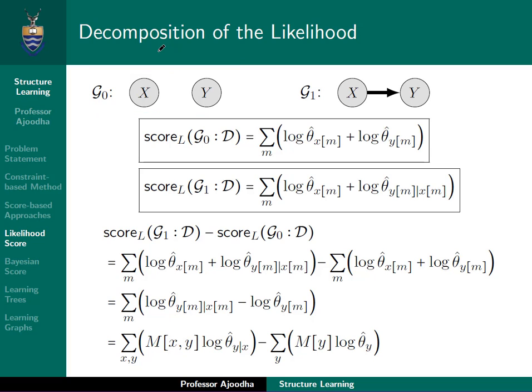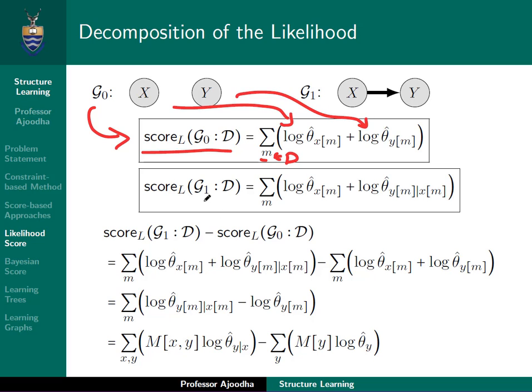Looking at this model here, G0, we can end up with this equation. The score of the likelihood of G0 relative to the data is the sum over all of the instances. So this is your data, and m is an element of the data, obviously the data samples. For all m, we find the log likelihood of the parameters for this particular value x[m], plus the log of the same thing for y. So in other words, x decomposes as this, y decomposes as this.